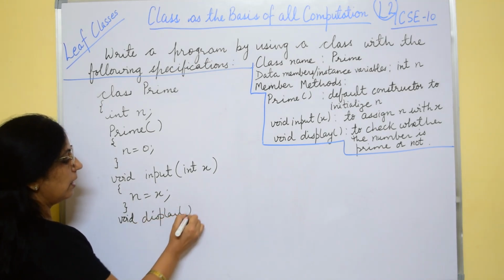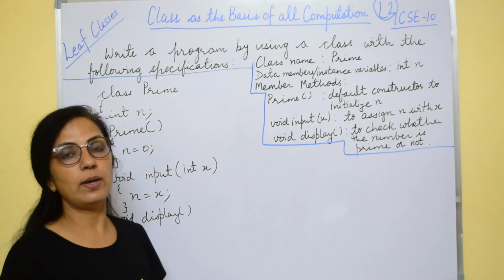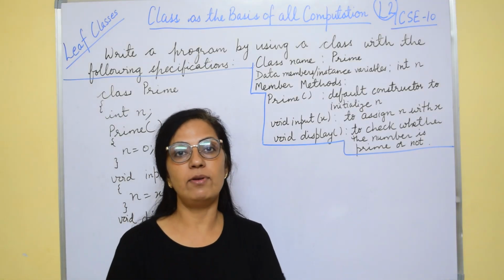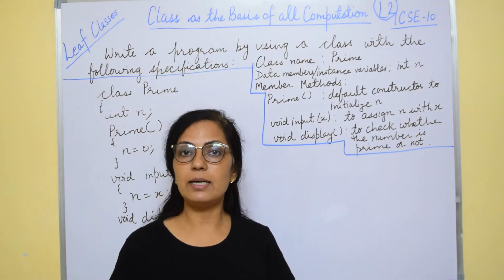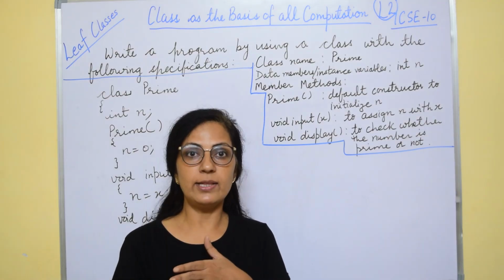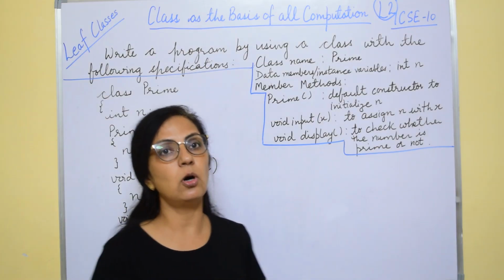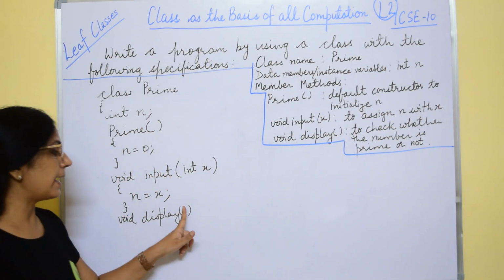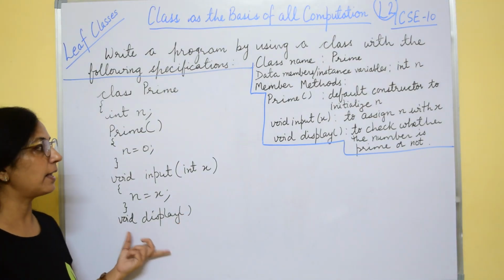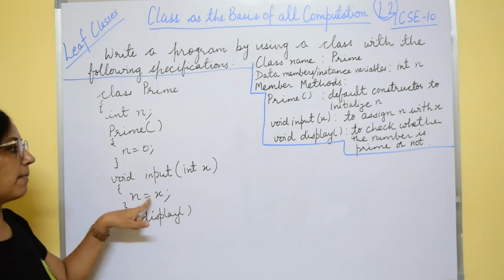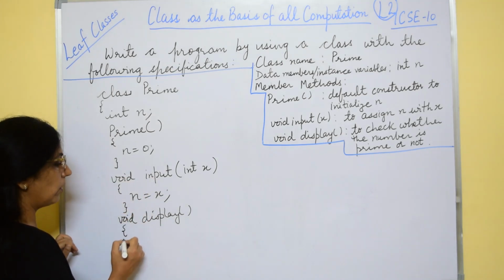Now here this n is the instance variable, so it is available to all the functions of the class. The data members which are written within the class but outside the function body are available to all the functions. And here we are not taking any argument, but here we will be checking whether the n number is prime or not. So here how we are going to check?